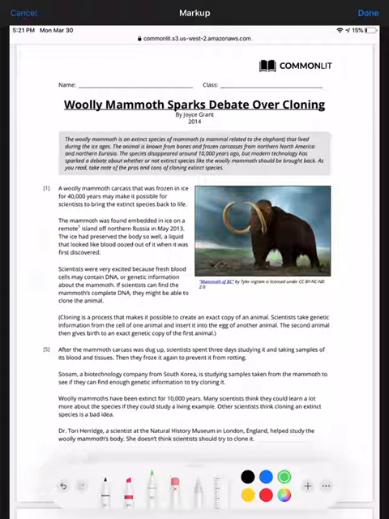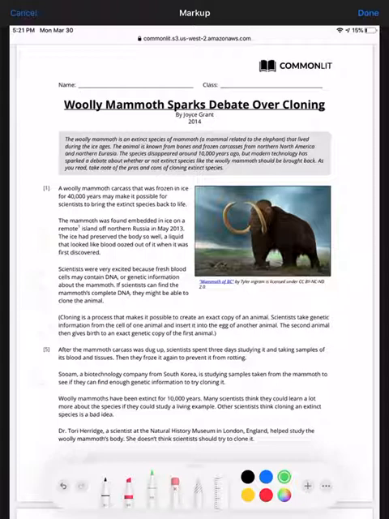That's interesting. Cloning is a process that makes it possible to create an exact copy of an animal. Scientists take genetic information from the cell of one animal and insert it into the egg of another animal. The second animal then gives birth to an exact genetic copy of the first animal. Interesting there. Cloning. I wonder if that's a vocabulary word. Just checking. After the mammoth carcass was dug up, scientists spent 3 days studying it and taking samples of its blood and tissues. Then they froze it again to prevent it from rotting.